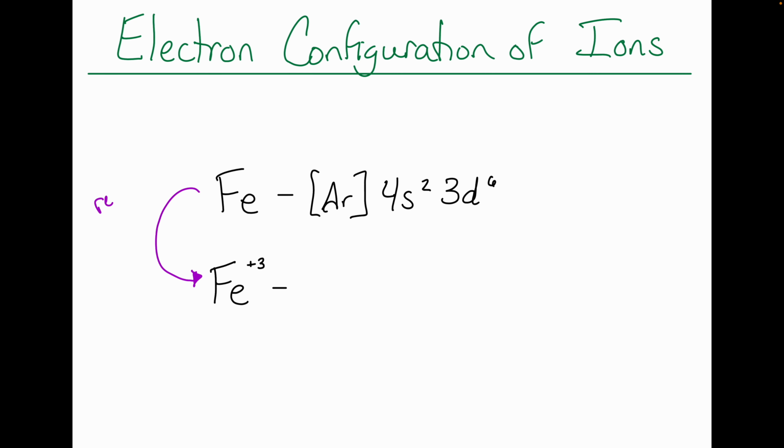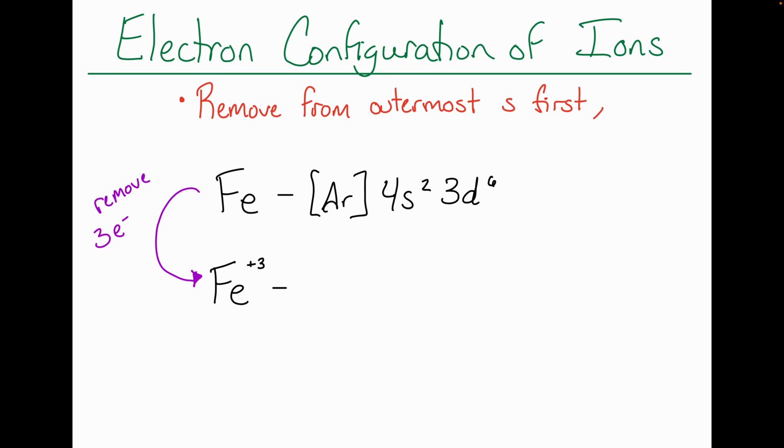I'm going to remove 3 electrons from this electron configuration here. This represents all the electrons in an iron atom. Let's get rid of 3 of them, then we'll have our iron ion. And so we have this kind of simple rule. We've got to pull electrons away here. We're going to remove from that outermost s orbital first, then from the d orbitals.